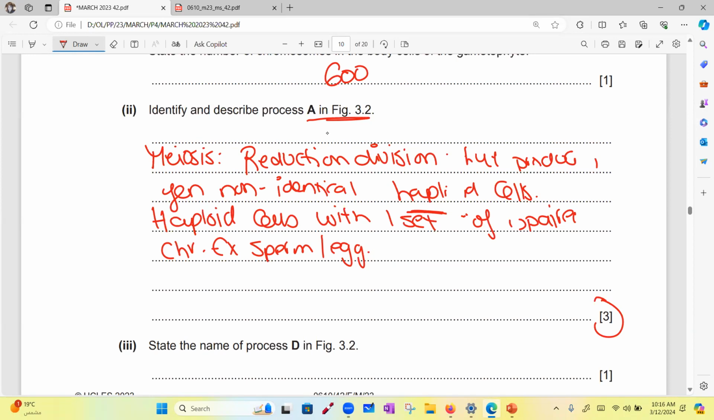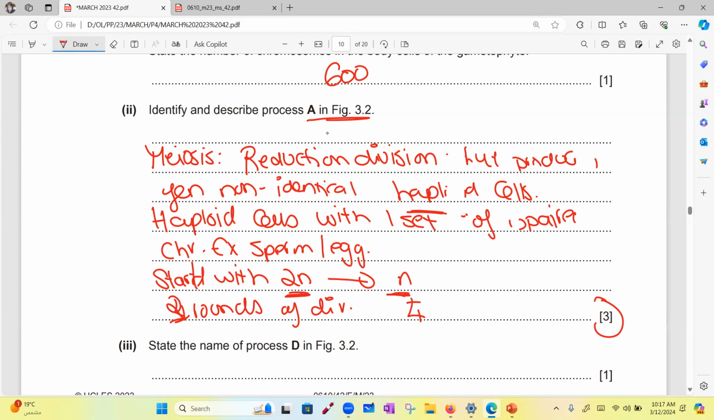And if these are 2 sentences and you want to write a 3rd sentence, you can say it happens in sexual reproduction only. You can say that it happens in the reproductive organs only. You can say that we start with a diploid cell and it is converted into a haploid cell. Diploid is represented by 2N. Haploid is represented by 1N. And you have 2 rounds of division. Remember the table? You have 2 rounds of division, and you end up with 4 haploid cells.